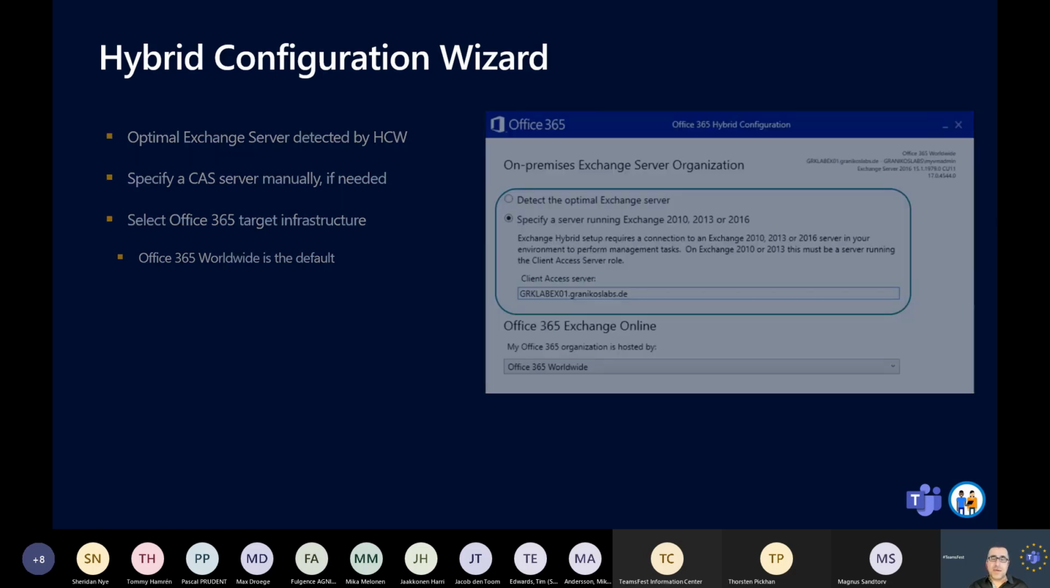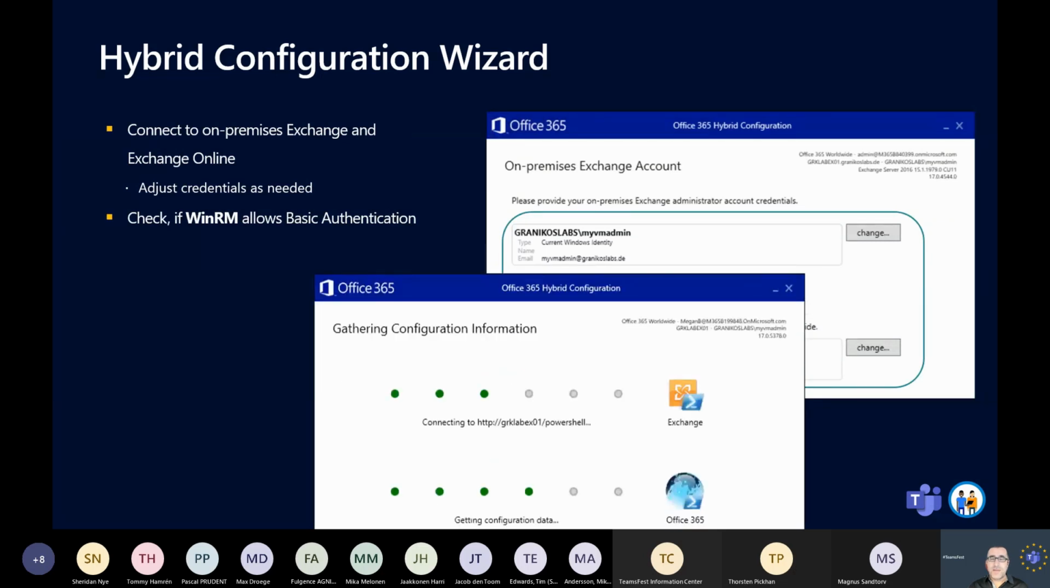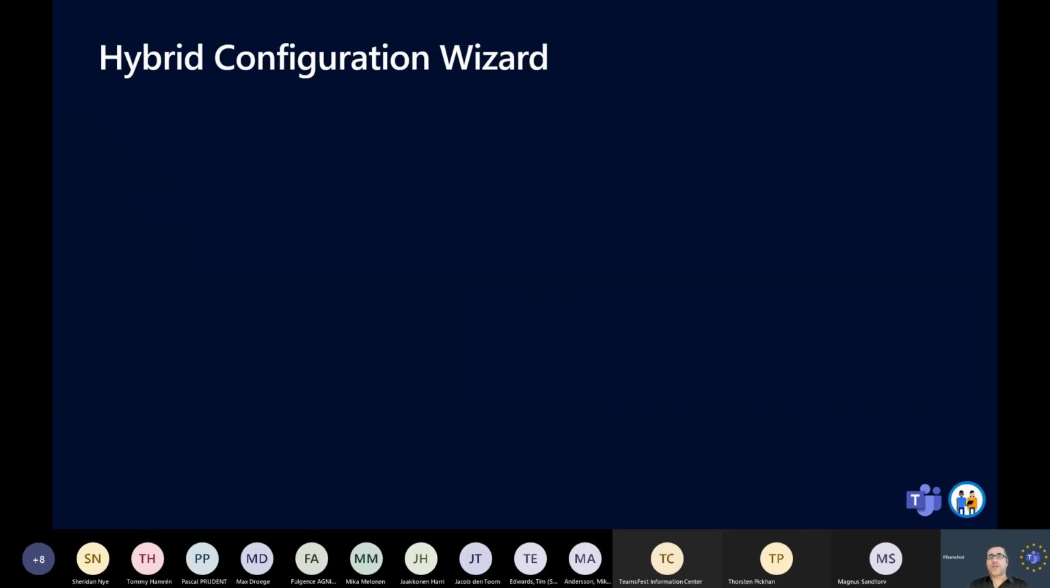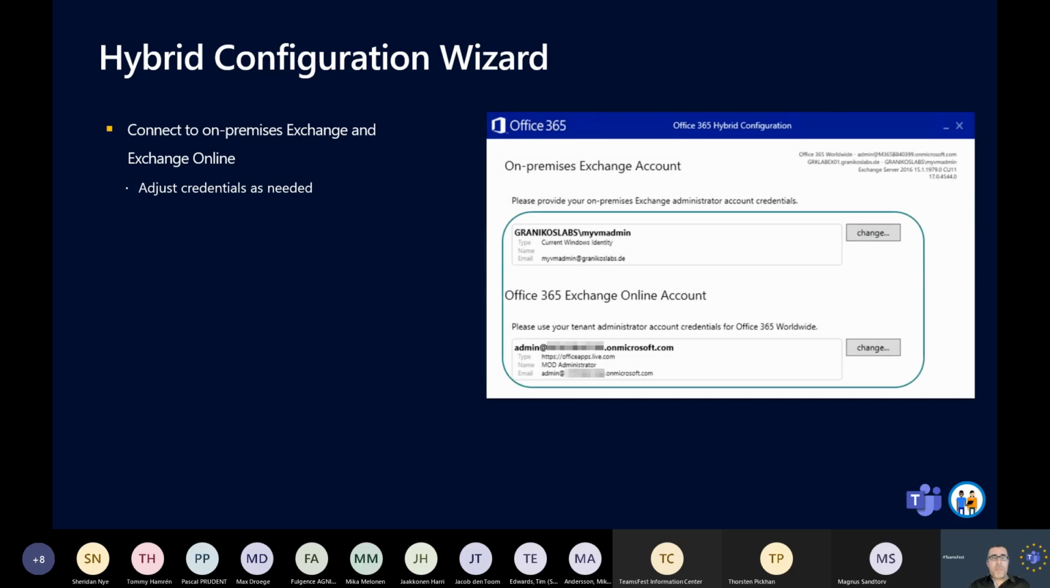You have to select the, oops, sorry for that one. The target infrastructure, normally this is Office 365 worldwide. This is in general the worldwide service. You provide the credentials required to connect to the on-prem environment and to Exchange Online. Adjust the credentials as needed because the HCW tries to establish the connection using the currently logged on user running the HCW. If this account does not have the proper permission, you can change those in this step.